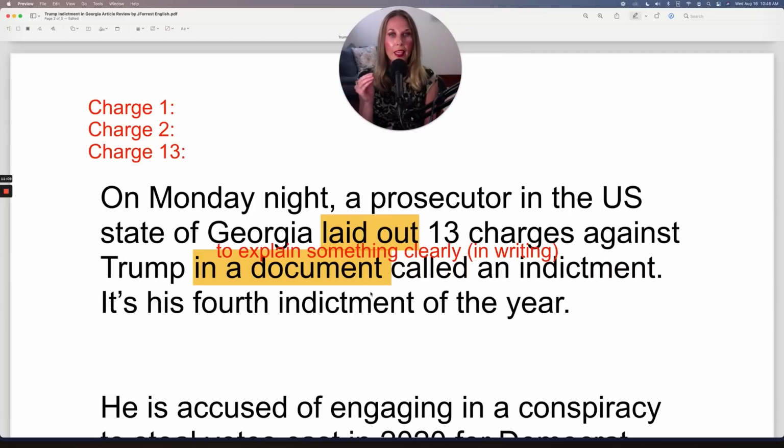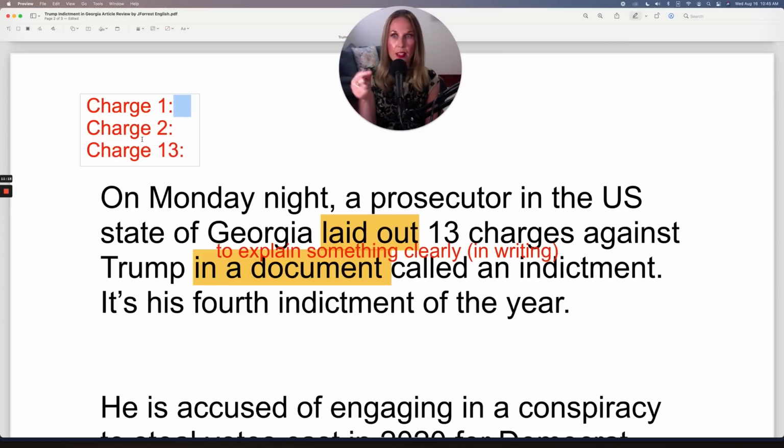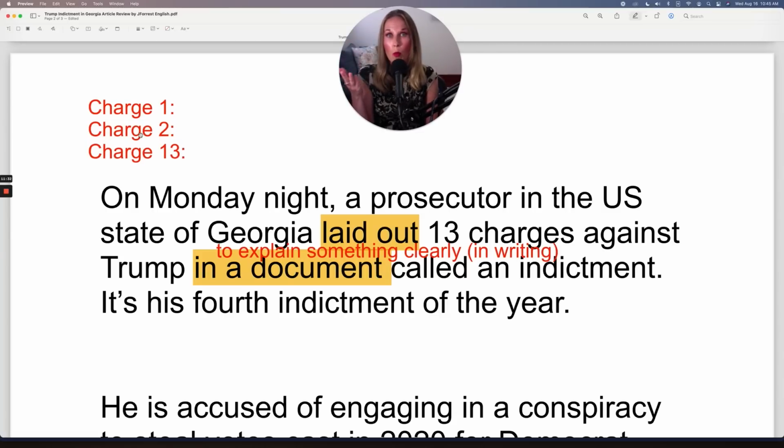But you can lay it out. How would you lay it out? Well, perhaps they would have charge 1 and then clearly state what that charge is. Charge 2, clearly state what that is. And then they do that all the way to charge 13. That's how you would lay something out. And remember, this is written down somewhere because we use this in writing. And where did they write it down? Well, that's the document called an indictment. Indictment. Remember that pronunciation, indictment.